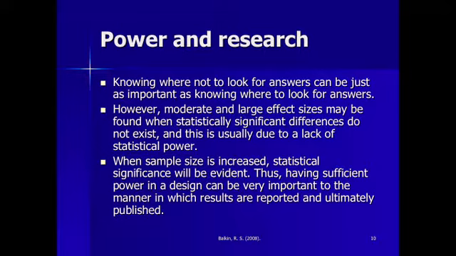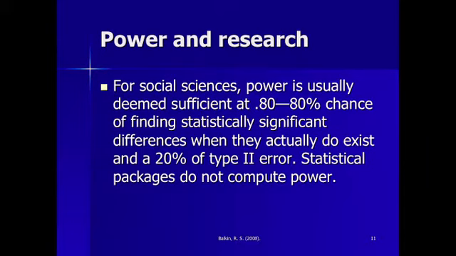When you have sufficient power in a design, that can be an important factor in basically saying whether or not your study is important and ultimately publishable. In social science research, power is usually deemed sufficient at 0.80. In other words, having an 80% chance of finding statistically significant effects. So that does allow for a 20% chance of making a type 2 error, which you can minimize by having a large sample size.